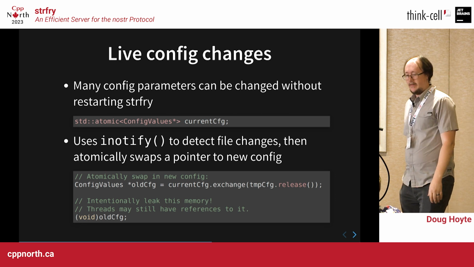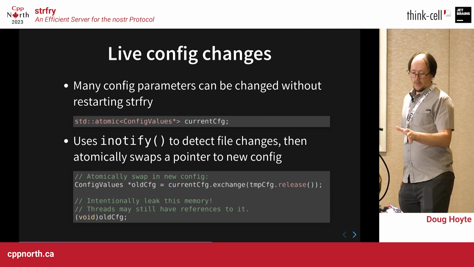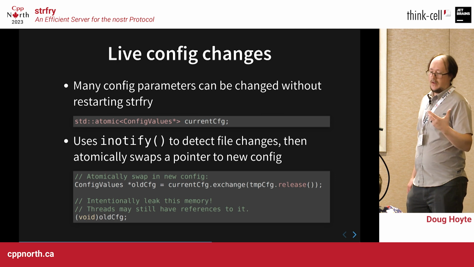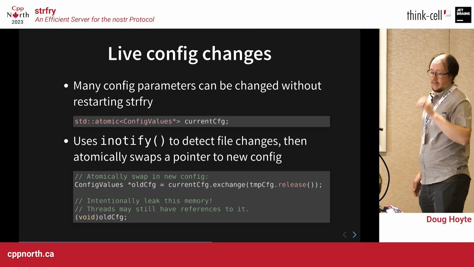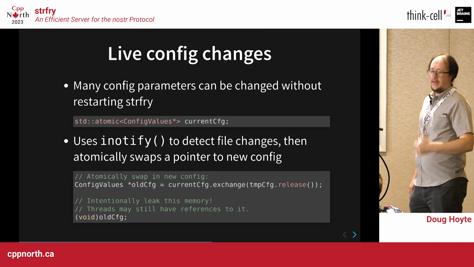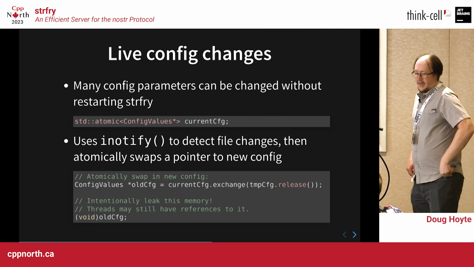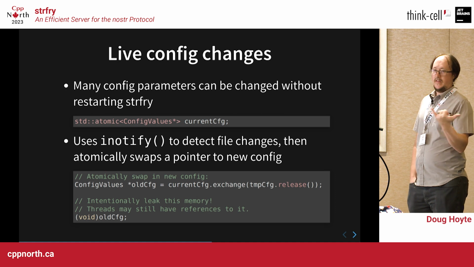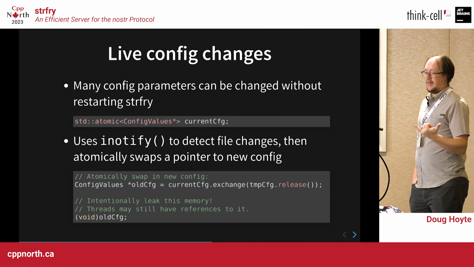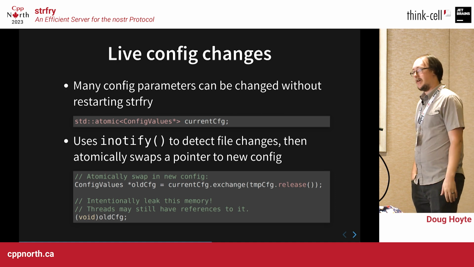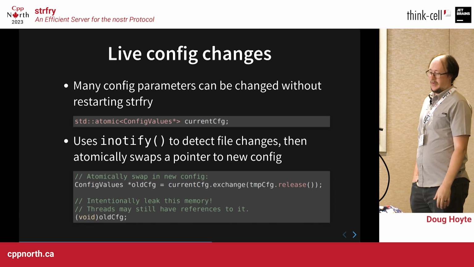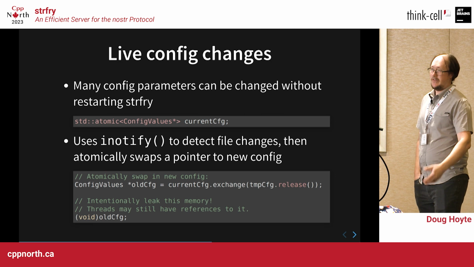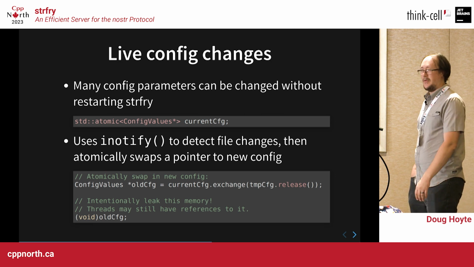The way it works is that it also uses inotify. If it detects a change in the config file, it will read those new values in, and then atomically swap it with this config values pointer. And there's a little bit of a hack right now in that once I swap it, other threads could still be using that memory. So I actually just leaked that memory intentionally, right? Because it's a little bit too much overhead to use a shared pointer or something like this right now. And people don't change their config files that often, so I'm just living with it.